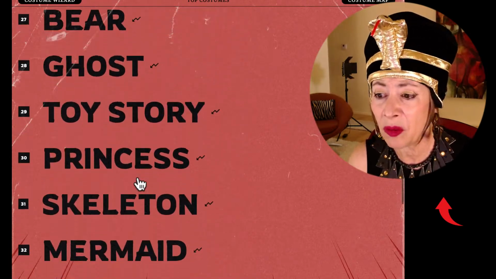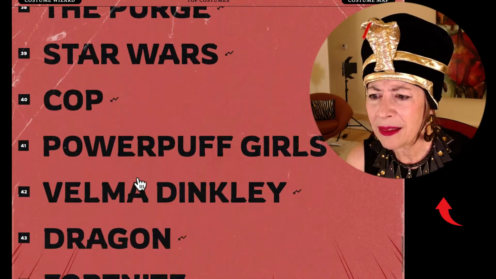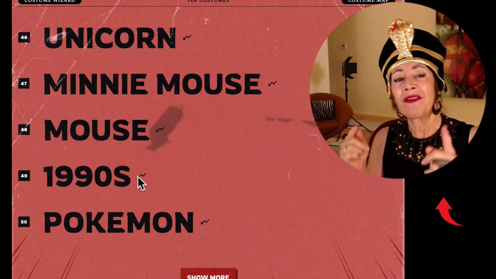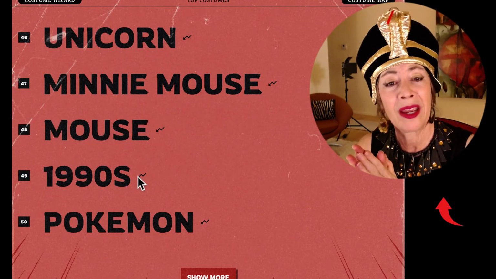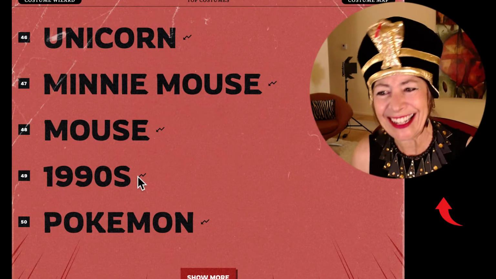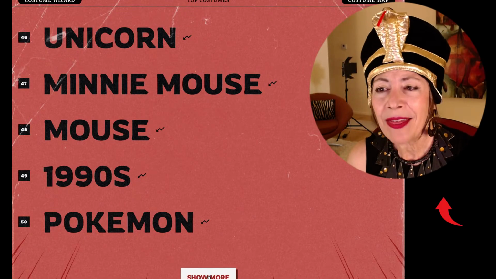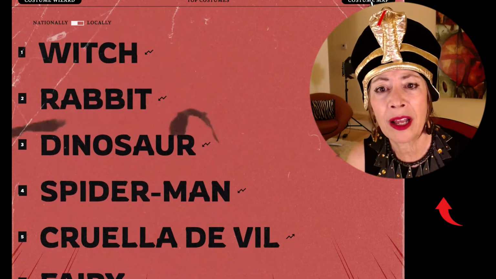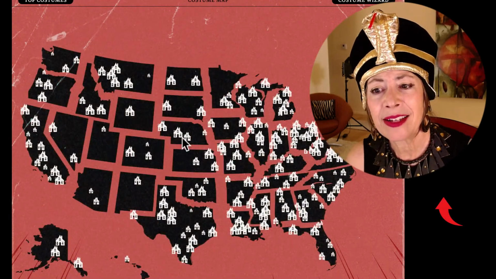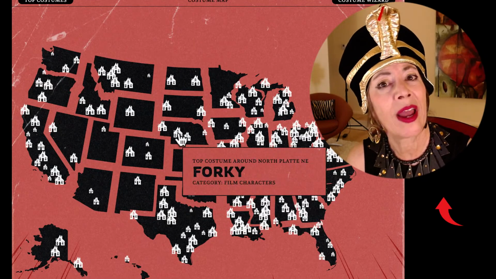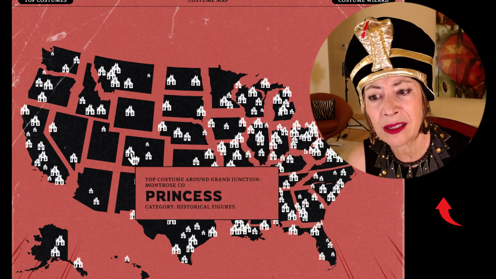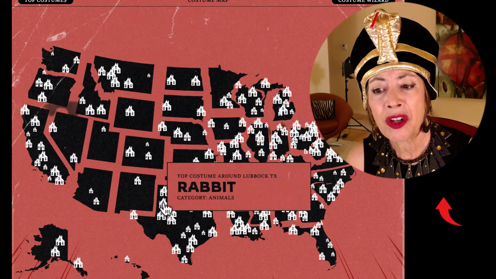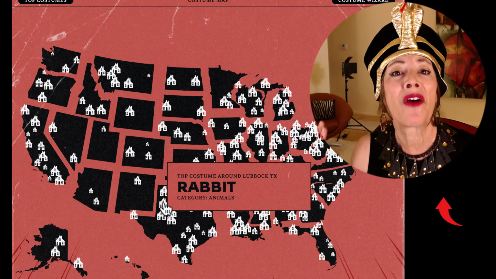Oh, it wasn't 25. It was a lot more than that. They did the top trending 50 costumes, the very last one being Pokemon and 1990s and Minnie Mouse. And then you could click on Show More if you were interested in that, or you could click on the costume map, and this is how it showed you. If you hover over any one of these, it's going to show you what the top costume is in that area. So why is this fantastic for you?